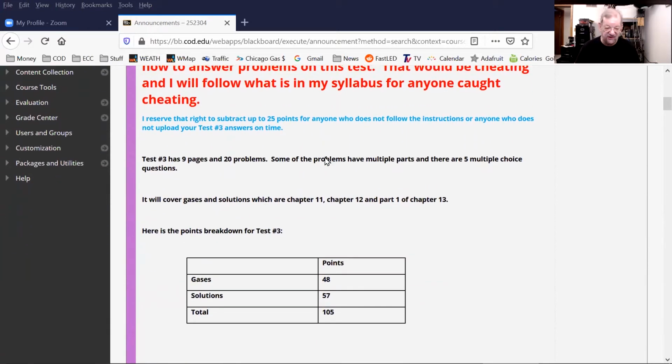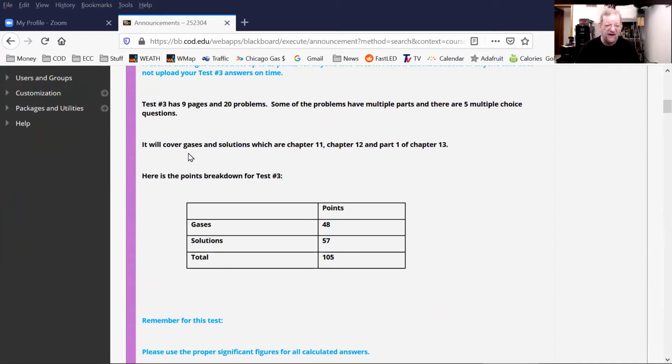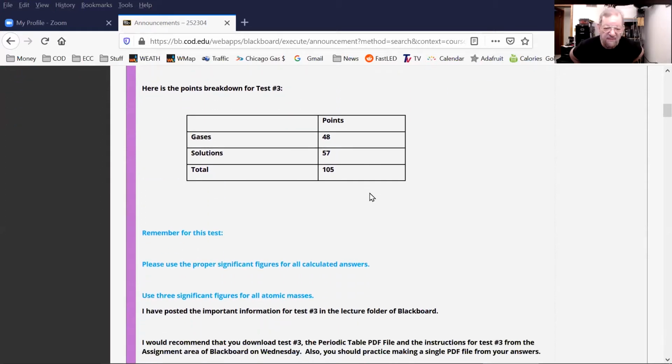I've done that in the past, unfortunately, when we've been in the classroom. I caught people cheating. Important thing, test number 3 will cover gases and solutions, which is essentially chapter 11, 12, and part 1 of 13. Part 2 of 13 is essentially identical to part 1 in my lecture notes. Points breakdown, there are 48 points on gases, 57 on solutions. It adds up to 105, and therefore there's 5 bonus points. Which 5 you pick, because I don't. This adds up to 105.